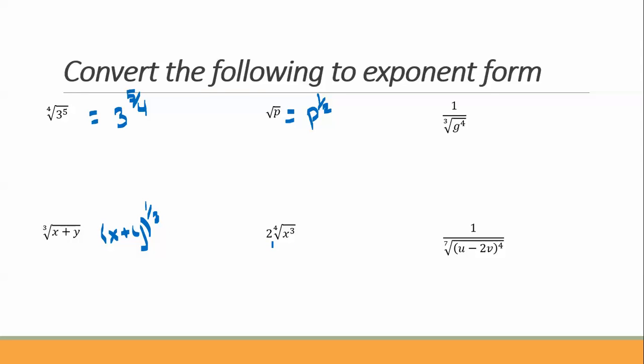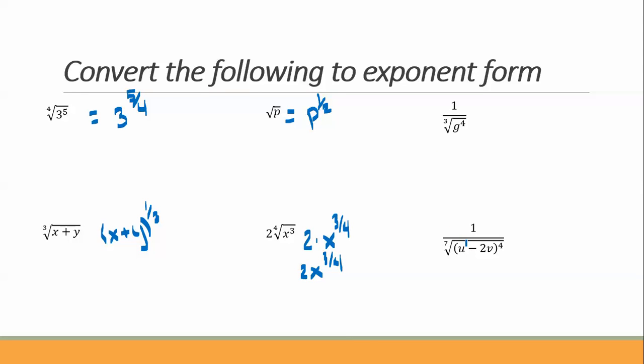This one is 2 times the 4th root of x cubed. So we have 2 times the 4th root of x cubed. So x to the 3/4 power. And then you can just write it 2x to the 3/4.